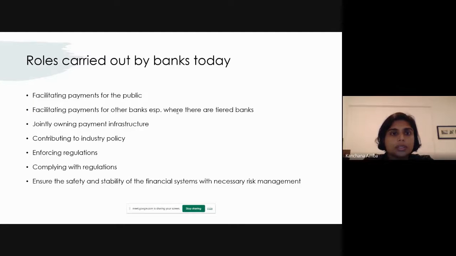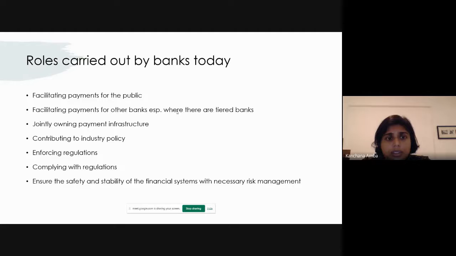So today, banks would generally carry out roles such as facilitating payments to the public, facilitating interbank payments, and also facilitating payments of other banks, like what I said about the specialized banks, like the savings banks. They come in as secondary participants.